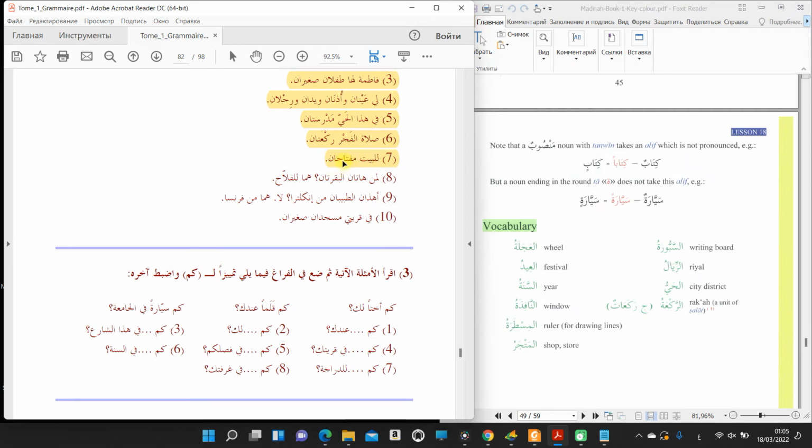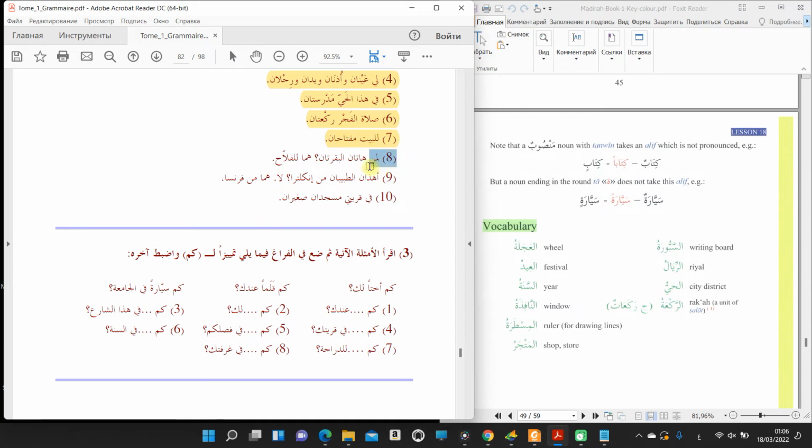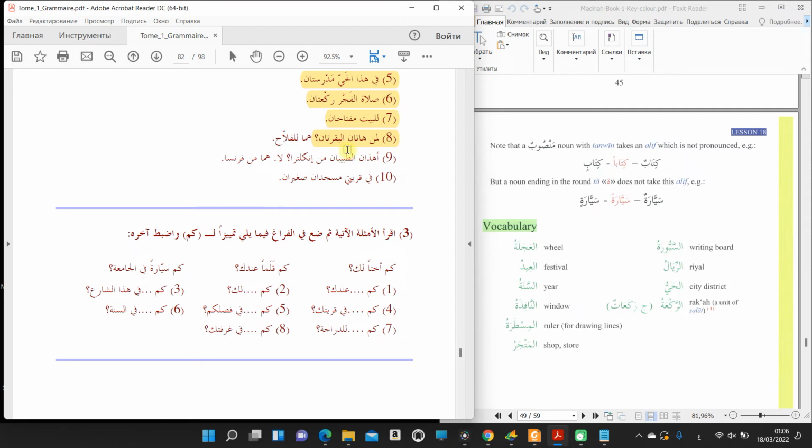للبيت مفتاحان. So there are 2 keys for the house. لمن هاتان البقرتان. Whom do these 2 cows belong to? لمن, to whom does it belong to? هما للفلاح. They are both for the farmer. أهذان الطبيبان من إنجلترا. Are these 2 doctors from England? لا هما من فرنسا. No, they are from France.